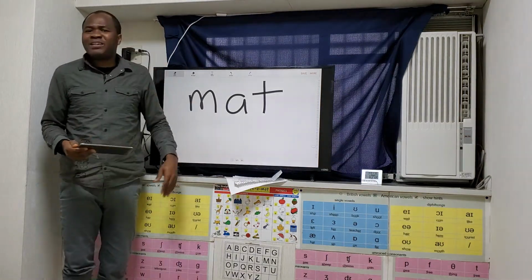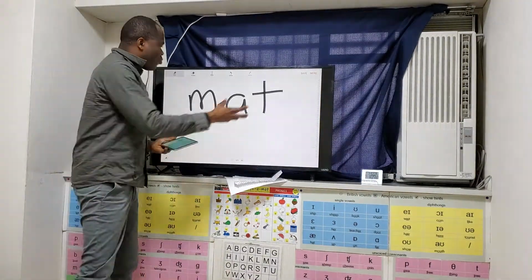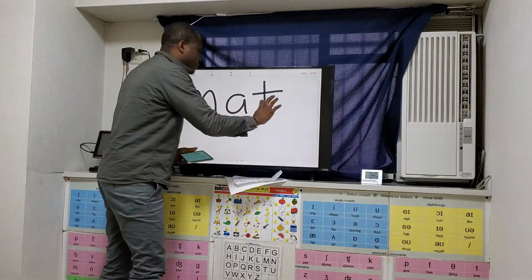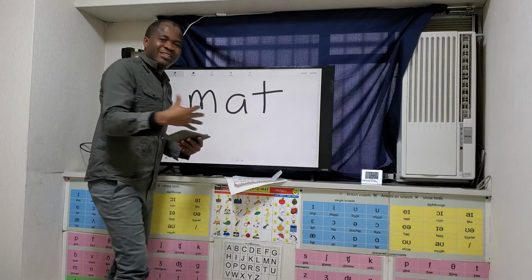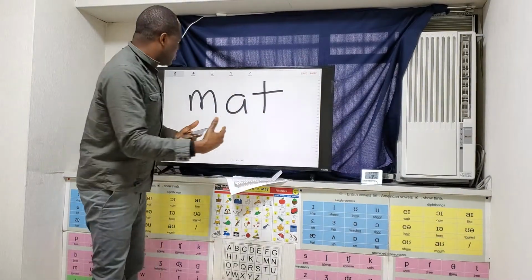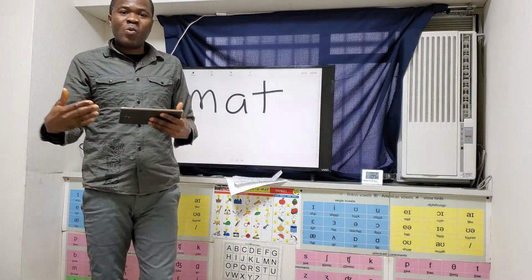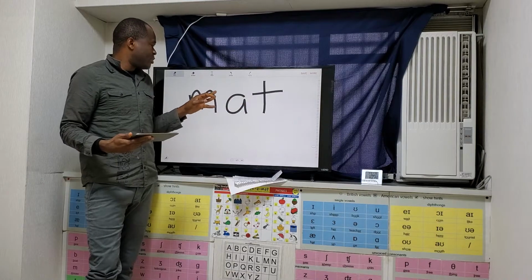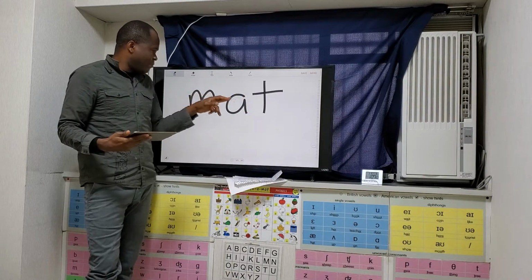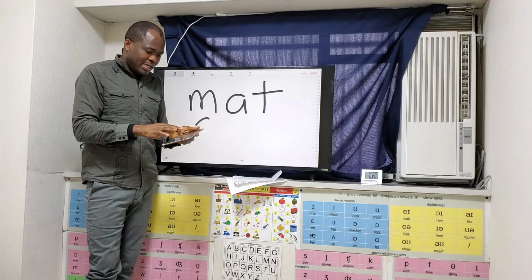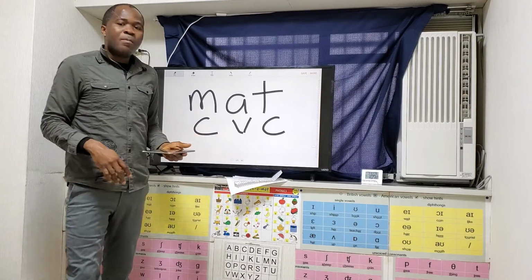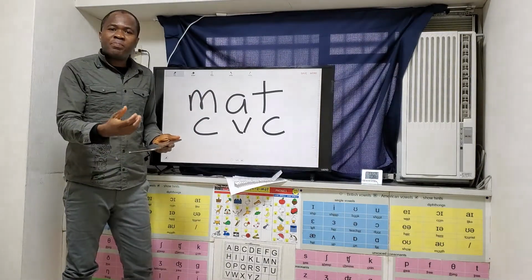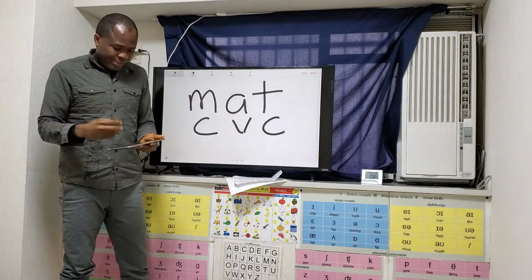So I cannot identify the graphemes here. Why? Because these letters are in combination. They are together. When you join letters together, we call it blending. So when you blend them together, it forms a word, and this word is called CVC: consonant, vowel, consonant.